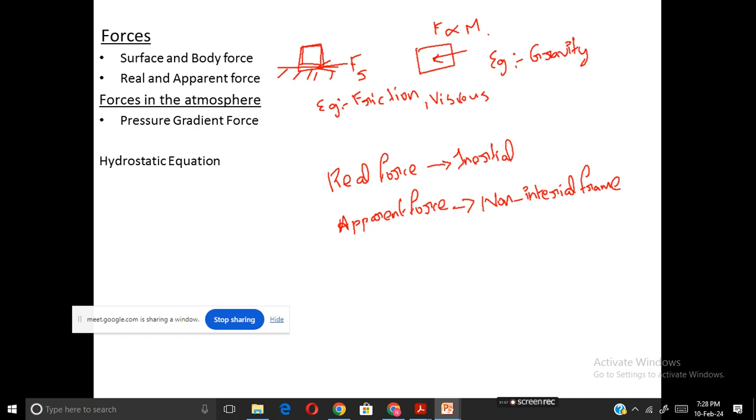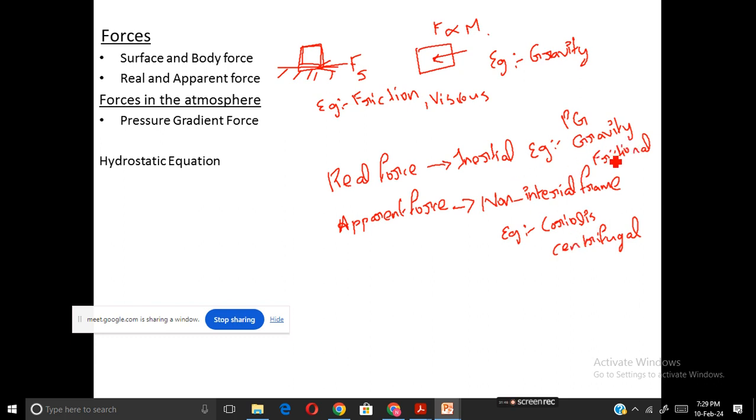Examples of real forces are pressure gradient force, gravity, frictional force, etc. Whereas examples of apparent or non-inertial forces are Coriolis, centrifugal, etc. So these come under apparent force and these come under real force.